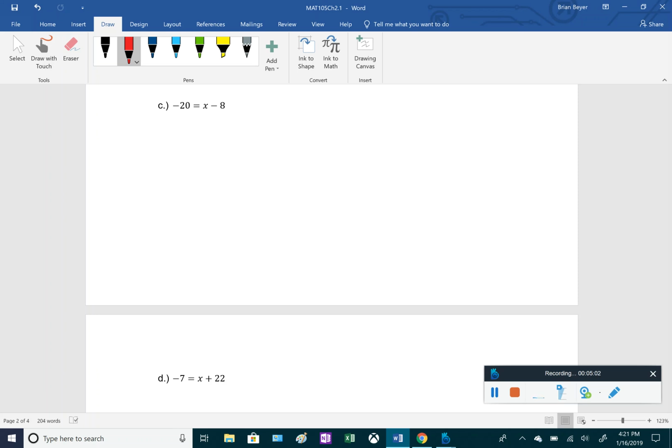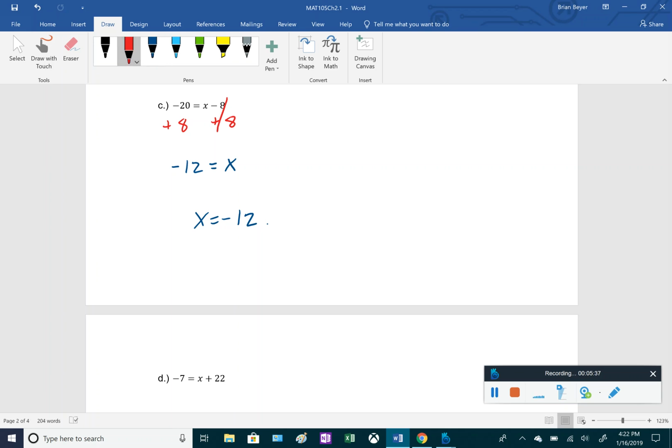So we need to solve for x. We need to get this negative 8 on the other side, so we need to add 8 to both sides. That cancels it over here, so we're left with x on the right-hand side, and negative 20 plus 8 on the left-hand side. Negative 20 plus 8 is negative 12. I'm just going to rewrite it so the variable's on the left. It's just better form. So we have x equals negative 12.